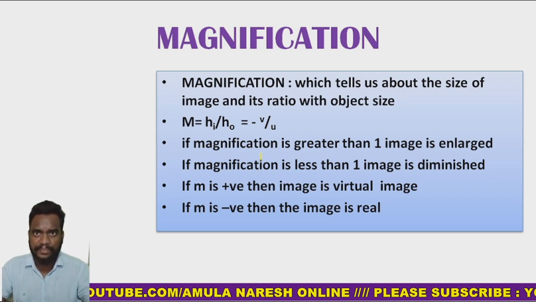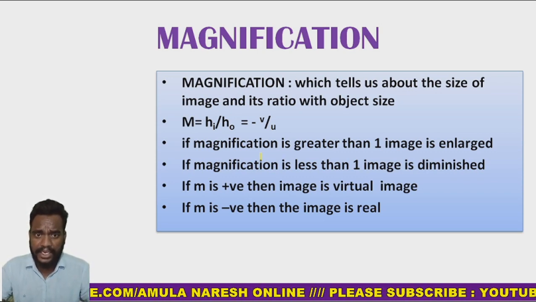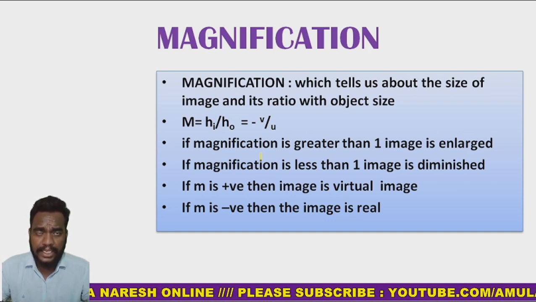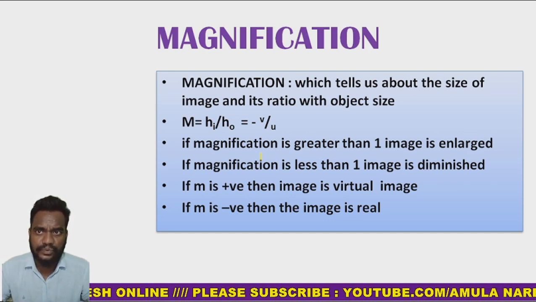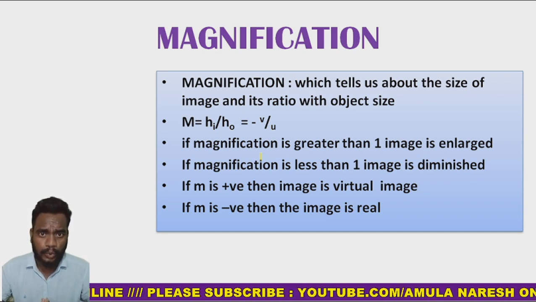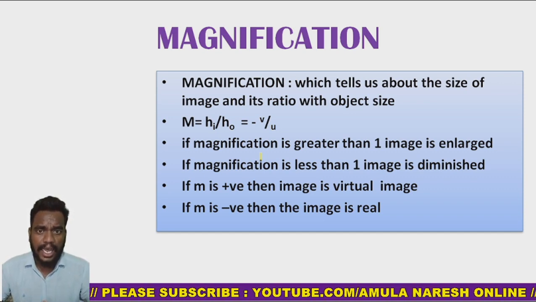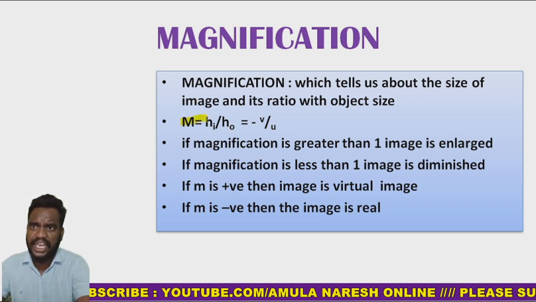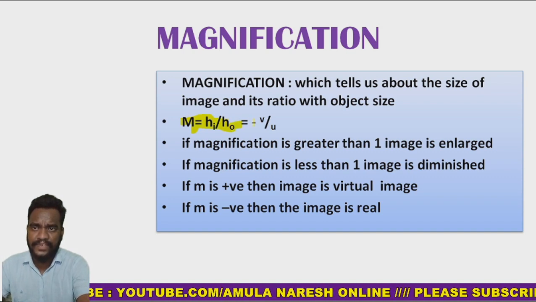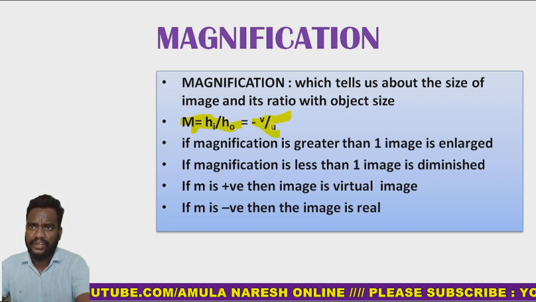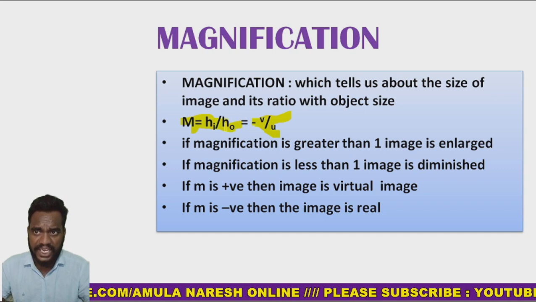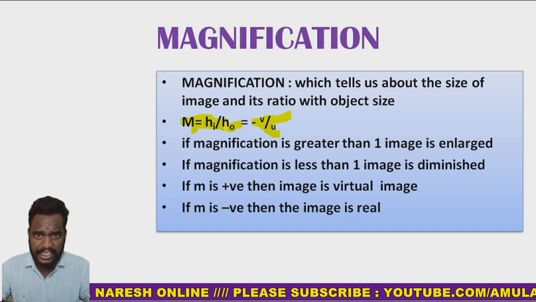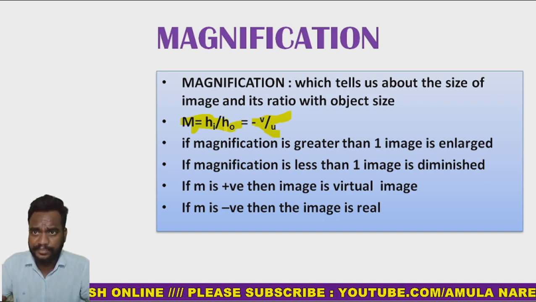Then what is magnification? Magnification is a property of the image which tells us whether the image is enlarged or diminished, whether the ratio of image to object size is larger or smaller. So the magnification formula is m is equals to hi by ho, that is minus v by u, where hi is the height of the image and ho is the height of the object, v is image distance, whereas u is object distance.